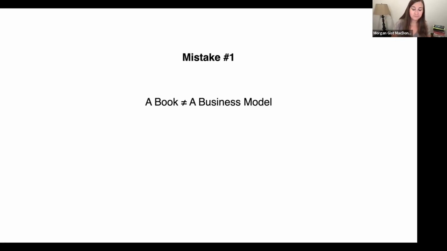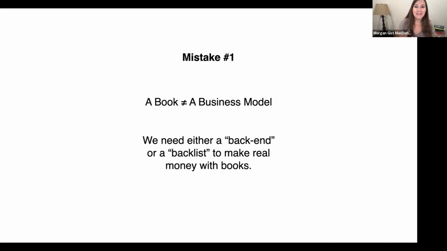And mistake number 1 is that a book is not a business model. So launching one single book is not the ticket to a $1 million a year business. We either need a back end or a backlist to make real money with books. And so this is hearkening back to what we talked about in the first session together, the book idea decision matrix. What is the intention of our book?